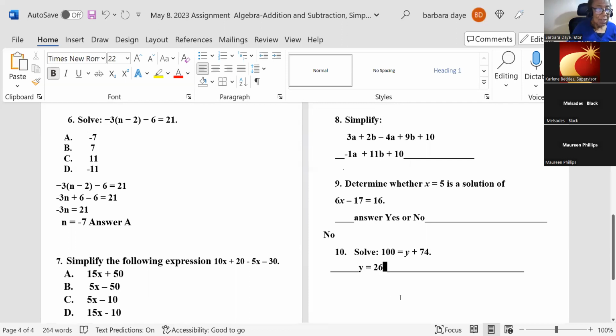Any questions on your assignment work? No, thank you, Miss Barbara. Okay, so now we want to look at some more practice with the addition, subtraction, and simplification of algebraic expressions and equations. So let me do a new share.